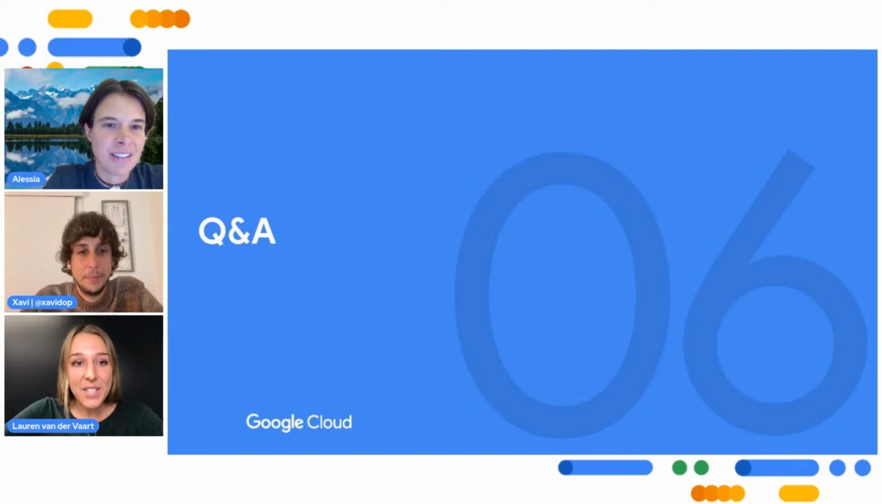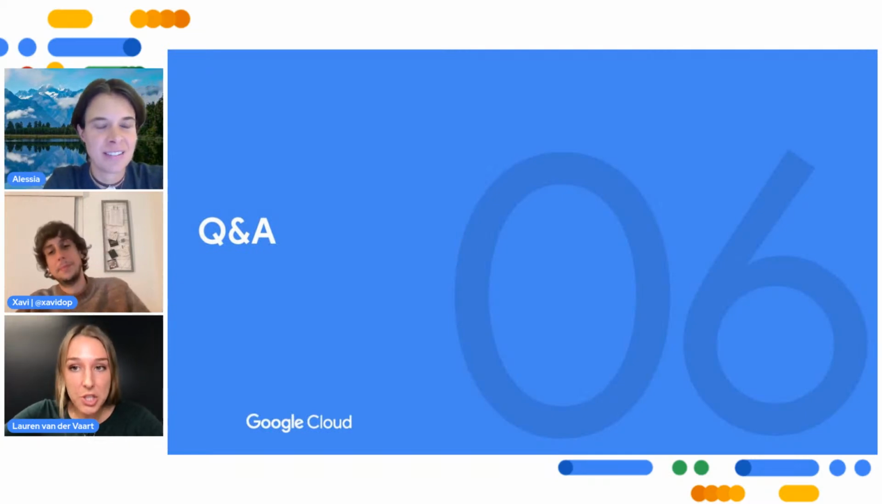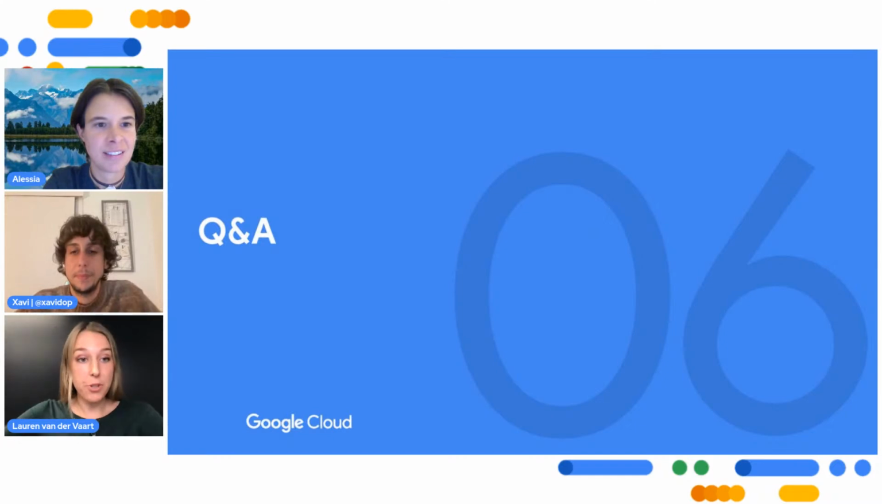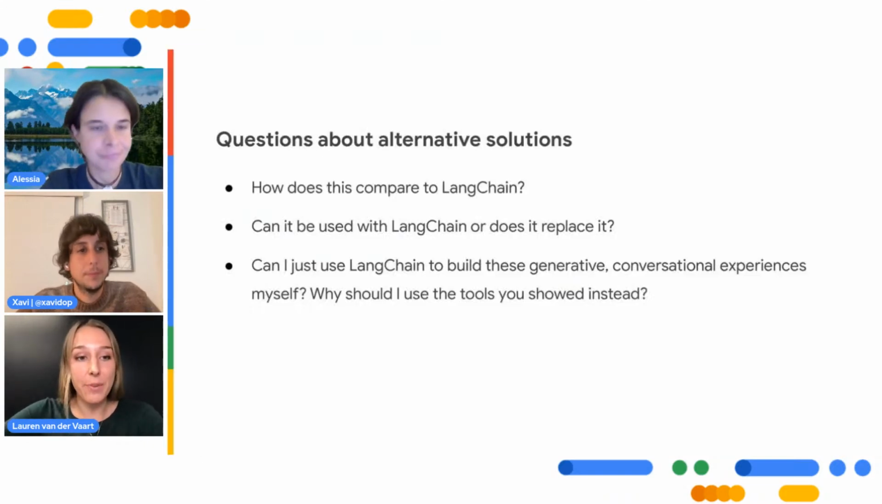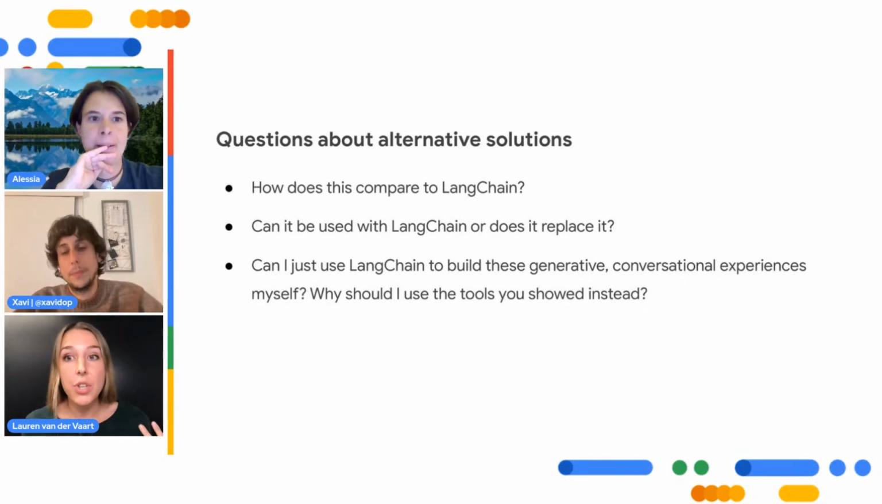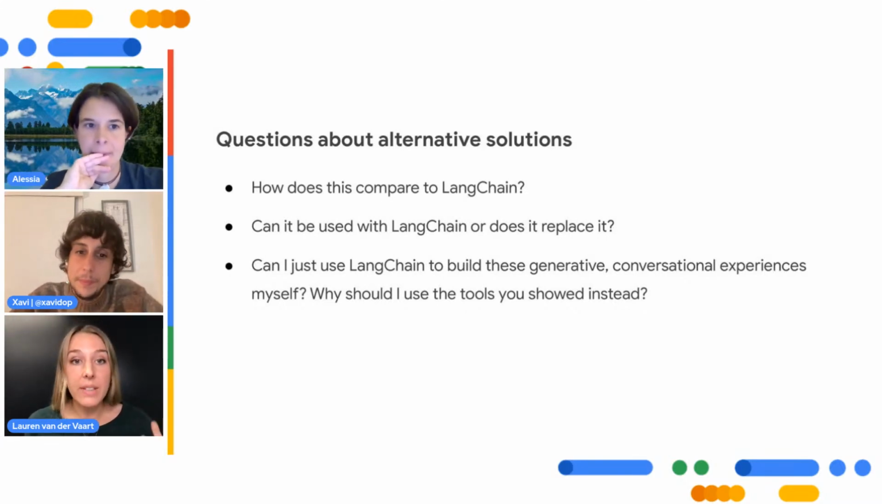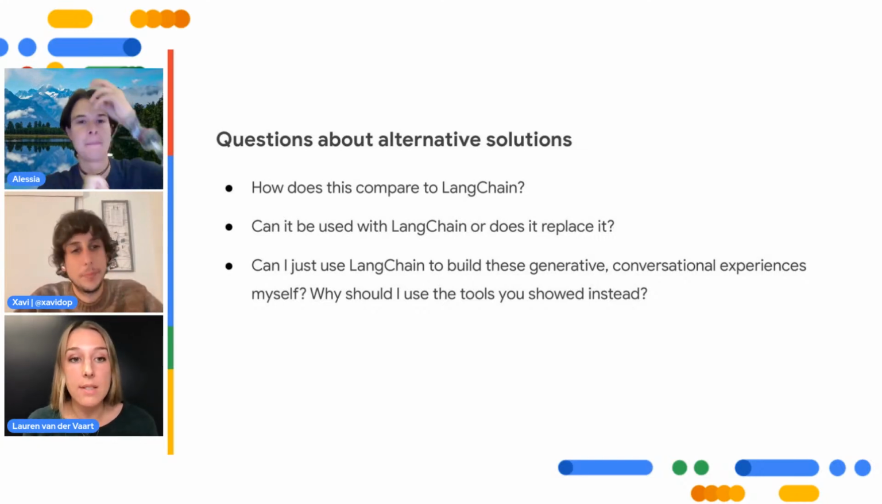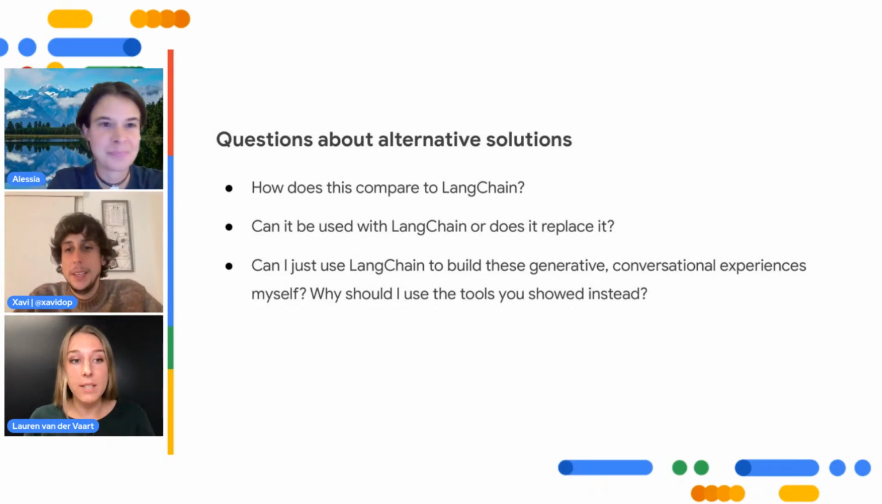Amazing. Awesome. Okay, so we did receive several questions in advance from the registration form, which we believe will be helpful for you as well. So we'll cover these and then start mixing in some of your live questions from the chat, those that we haven't addressed. So first, we noticed some questions coming in around alternative solutions. So how does this compare to LangChain? Can it be used with LangChain or does it replace it? And then can I just use LangChain to build these generative conversational experiences myself? Any thoughts from the team here?